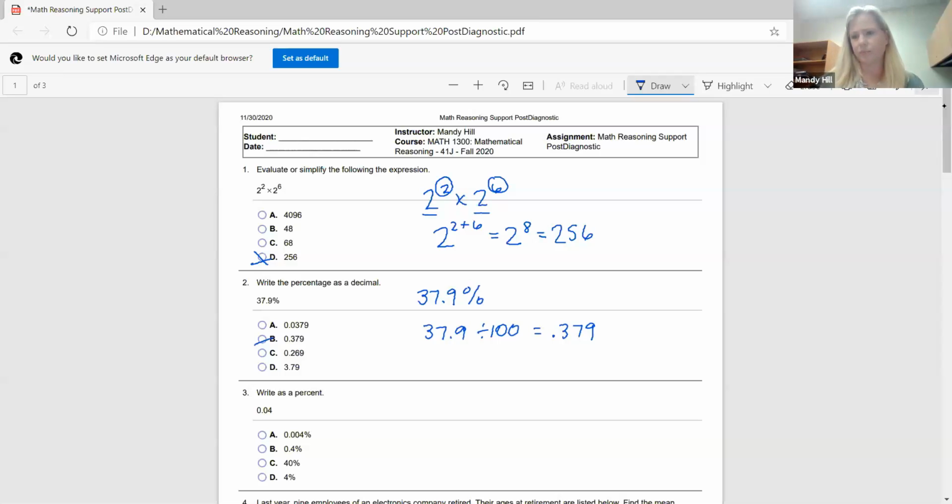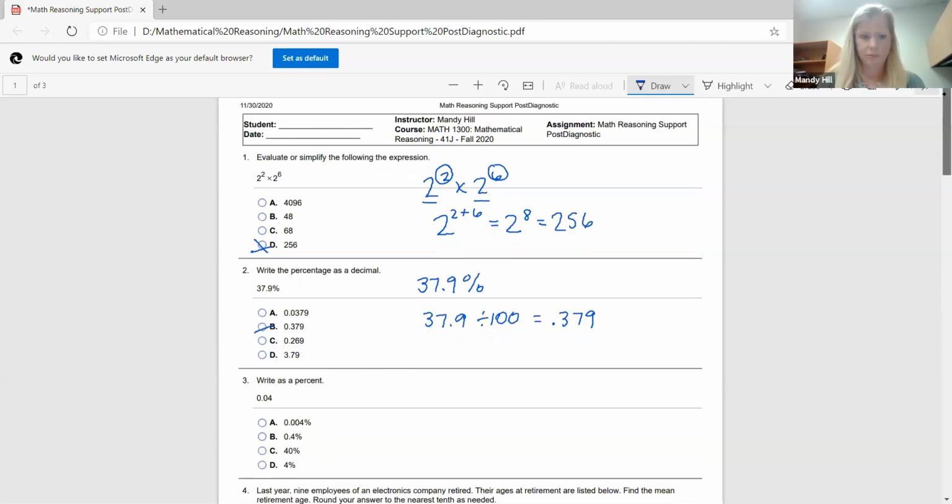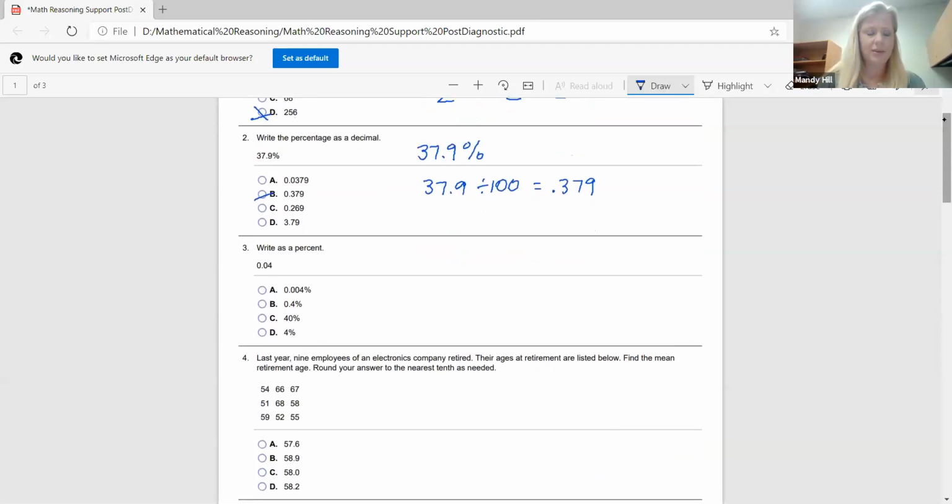Number 3 says to write this as a percent. So now we're given the decimal and we want to write it as a percent. So we're going to go the opposite direction. Instead of dividing by 100, you're going to want to multiply by 100. So it's going to give you 4%.